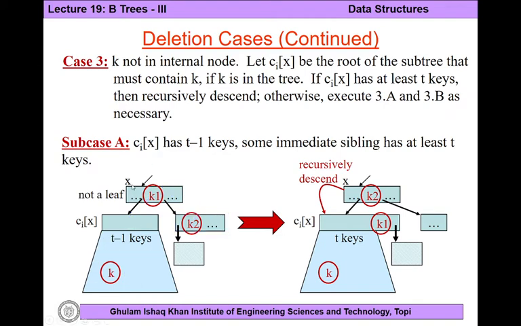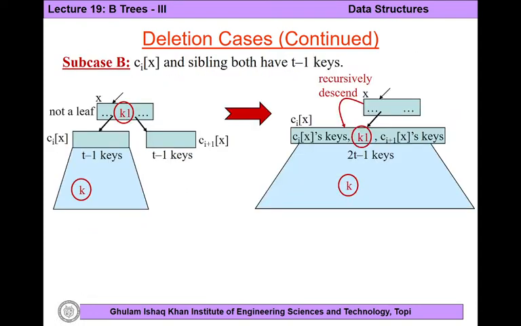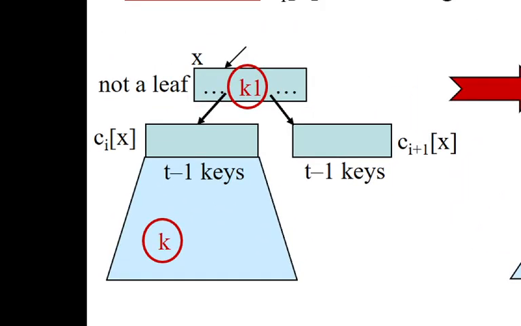So this is case A, but in case its sibling does not have at least t keys, what will be that case? Now if you see here, the sibling does not have t keys as well, it has t minus 1 keys. So what can be done?